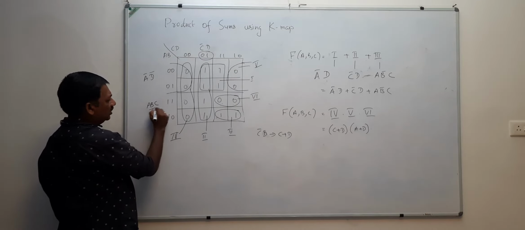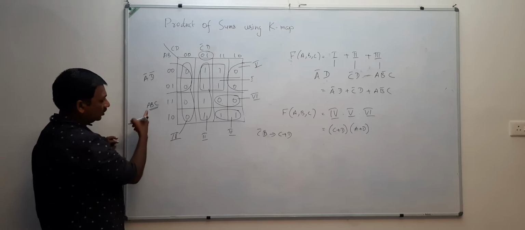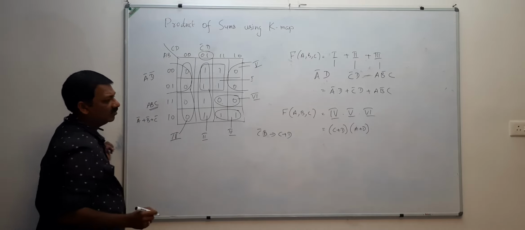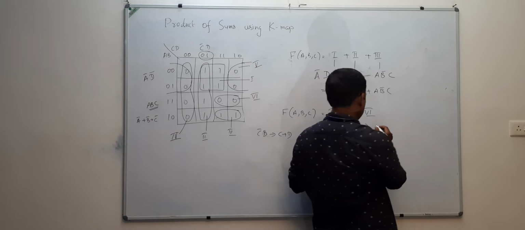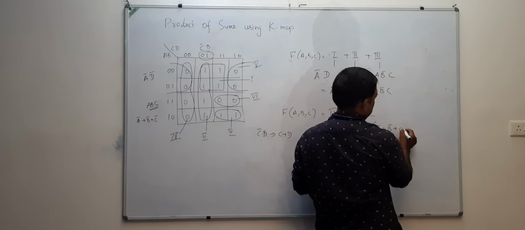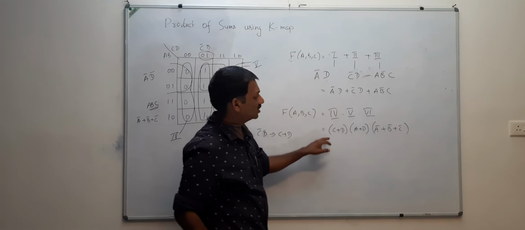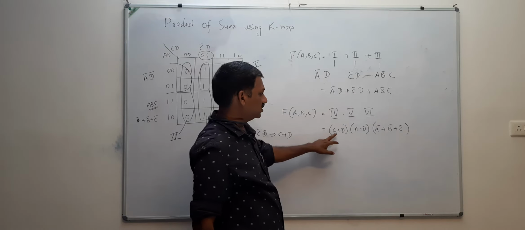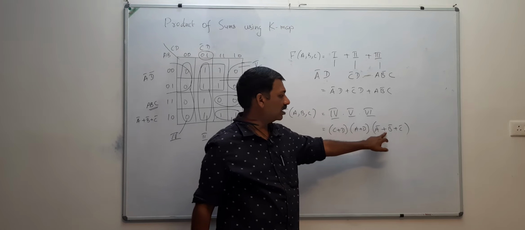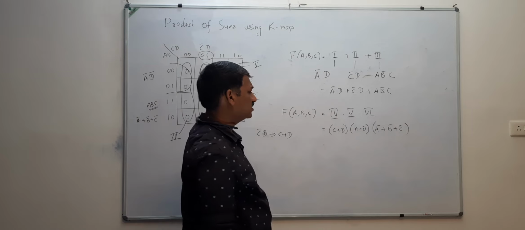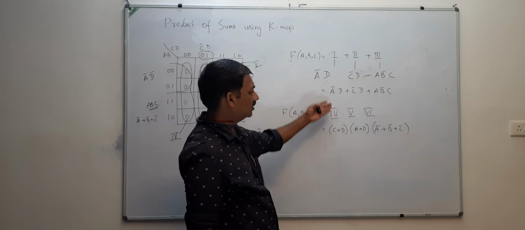That means when you are taking the product of sum, when you are taking the sum or dual of this, it becomes A bar plus B bar plus C bar. That means this is C plus D into A plus D into A bar plus B bar plus C bar. Both are the same. A bar D plus C bar D plus A B bar C means C plus D into A plus D into A bar plus B bar plus C bar. If you multiply this and take the sum, you may get this.